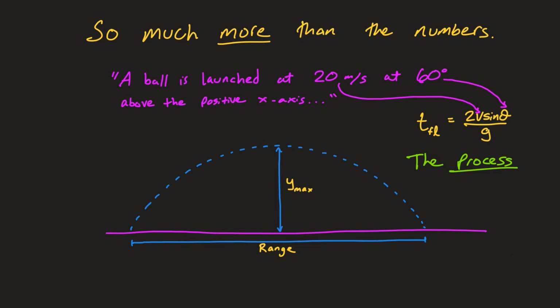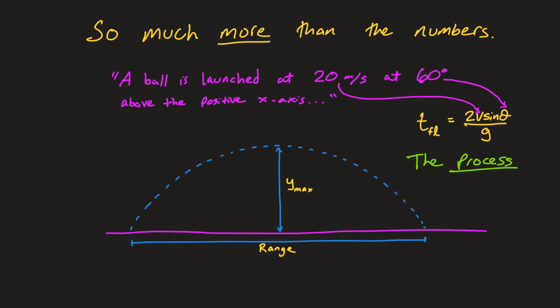When you launch a projectile on level ground at an angle, it takes a certain amount of time to travel along its path for reaching the ground, and it also travels a certain horizontal distance. We call that the range. It travels a maximum height above the ground as well.